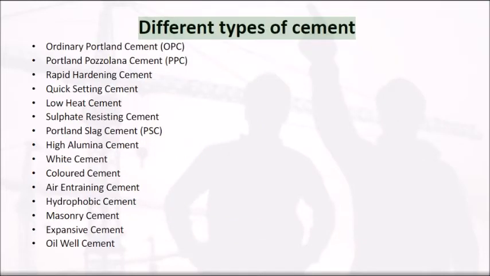Different types of cement: ordinary Portland cement, OPC; Portland Pozzolana cement, PPC; rapid hardening cement; quick setting cement; low heat cement; sulfate resisting cement; Portland slag cement, PSC; high alumina cement; white cement.